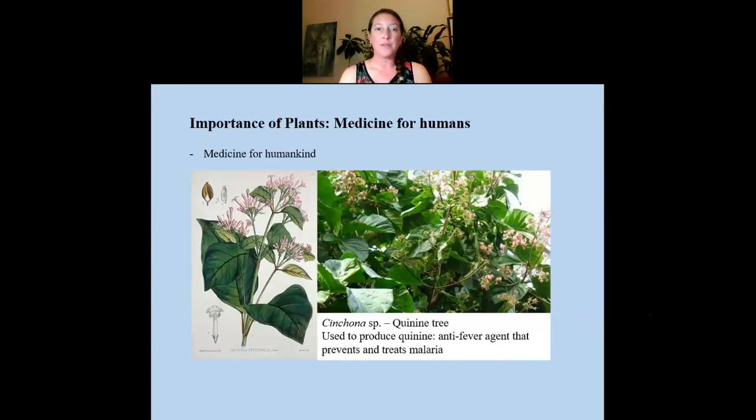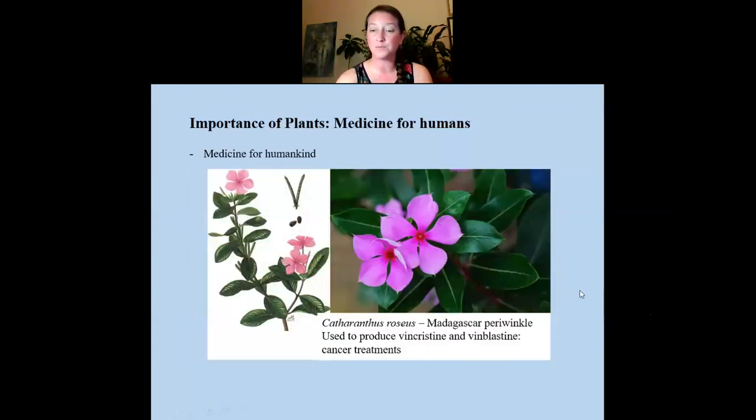Another way that plants are important to humans is that we use them for medicine. This plant, which is called the cinchona tree, or the quinine tree, is used to produce quinine, which is actually an anti-fever agent that prevents and helps treat malaria. And then this other example with the Madagascar periwinkle is used as a form of cancer treatment. Different compounds that come from this plant we use for cancer treatment.